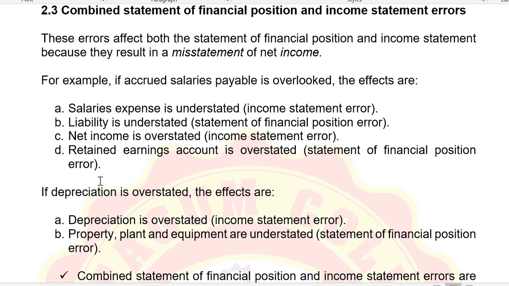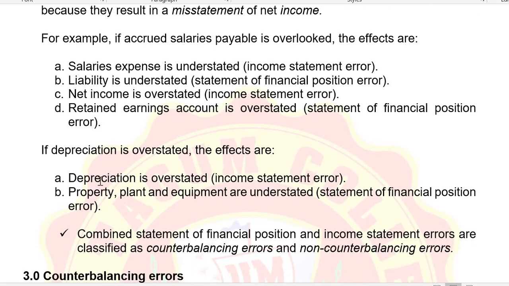For example, if depreciation is overstated, okay? So therefore, your net income also, diba, is understated. No? Kasi overstated yung depreciation mo. Property, plant, and equipment are understated. No? Kasi since overstated yung depreciation, overstated din yung accumulated depreciation, di ba? So, pag overstated yung accumulated depreciation, then your property, plant, and equipment are understated kasi you need to deduct the accumulated depreciation in getting the carrying amount of the property, plant, and equipment.